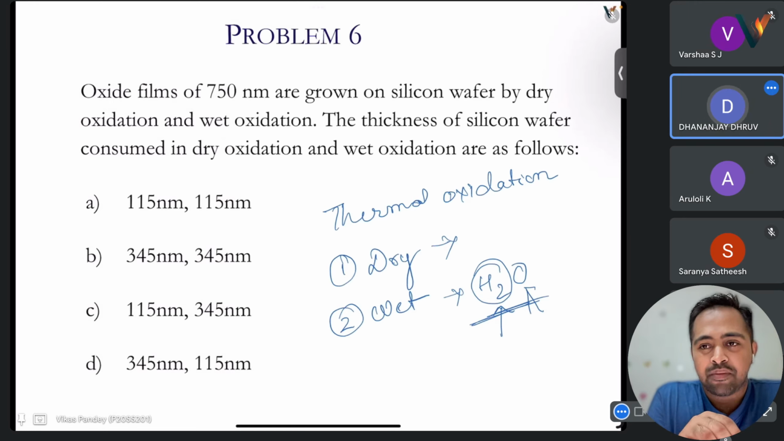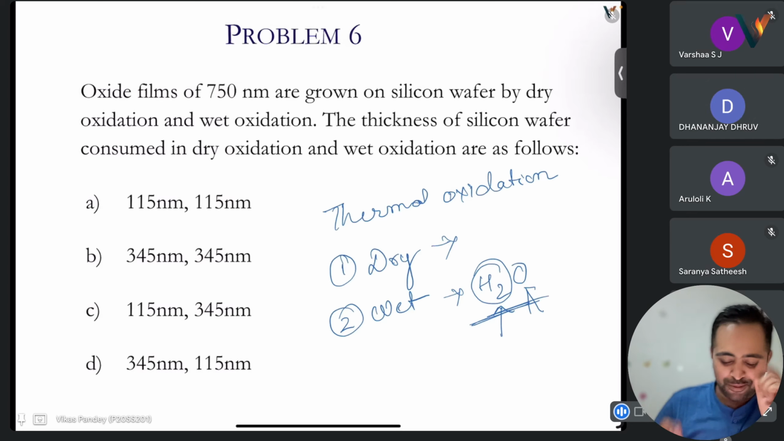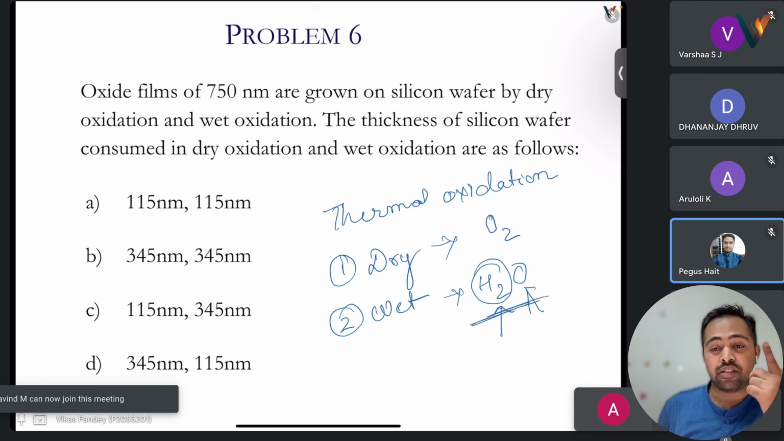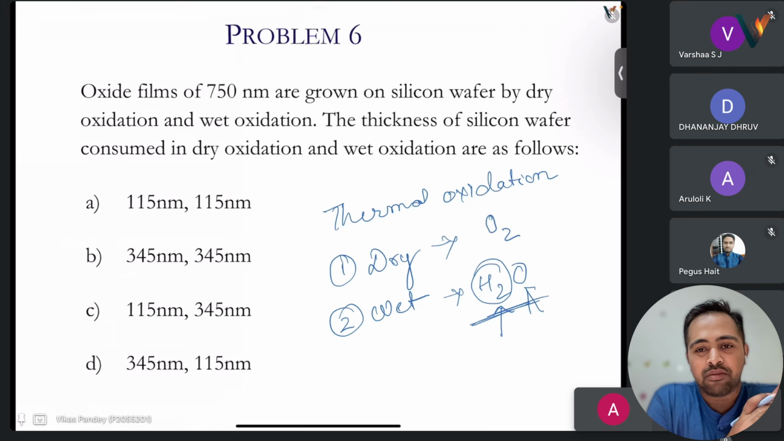I think dry one is faster. No, that's opposite. Because if we see it, it is 10 times faster. Wait, yes, wet is faster. Why is wet faster? Can you think why wet is faster?